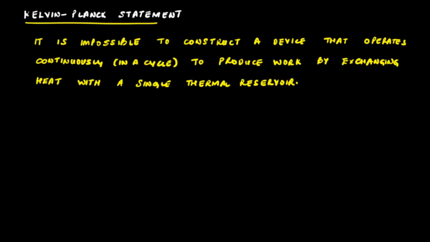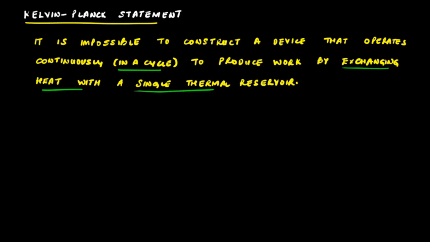Another simple statement is the Kelvin-Planck statement, and we are going to use the Kelvin-Planck statement and the Clausius statement to arrive at the original statement that we have stated for the second law of thermodynamics. So the Kelvin-Planck statement states that it is impossible to construct a device that operates continuously, that is, in a cycle, to produce work by exchanging heat with a single thermal reservoir.